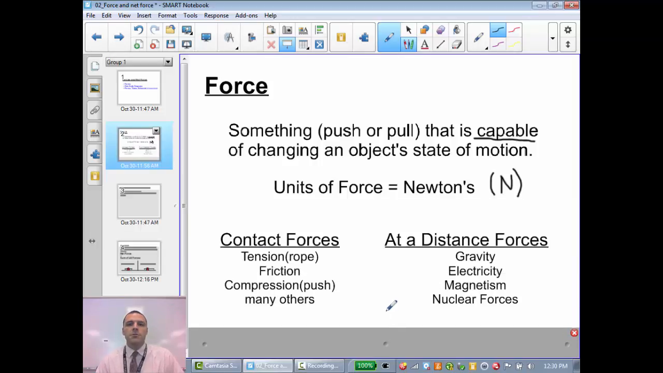There's many different types of forces that we'll encounter. They can be classified into two categories. One is contact forces, and the other is at-a-distance forces. A contact force is something that you would get if you pull on a rope, or you experience friction, or you push something. And there's other contact forces as well. But anytime two things are touching, you get a contact force. And then you have the at-a-distance forces. The one that we're most familiar with is gravity. There's also electricity and magnetism, and even the forces inside an atom, the nuclear forces, are at-a-distance forces.